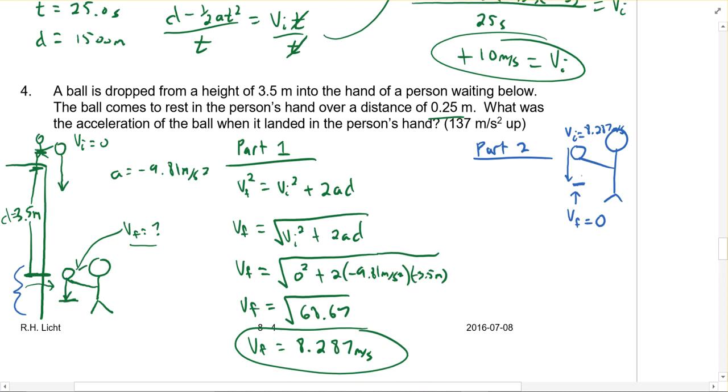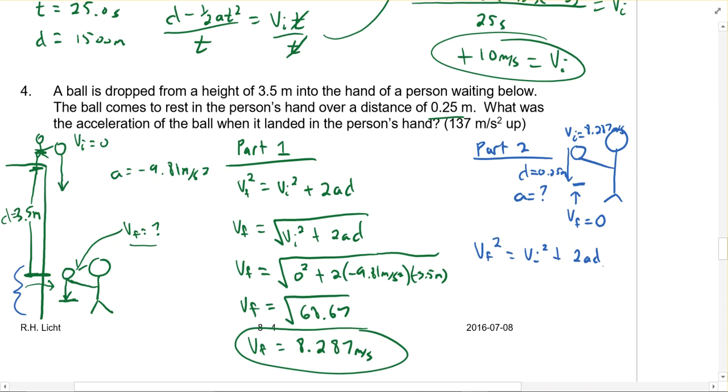So I got that. I also know my distance that it drops there is going to be 0.25 meters. And I'm looking for my acceleration. Okay, so I've got all my stuff labeled here. The only thing that doesn't come up again is time. So we're going to use the same formula again. So I'm going to start out by writing that down. So it's going to be VF squared is equal to VI squared plus 2AD.